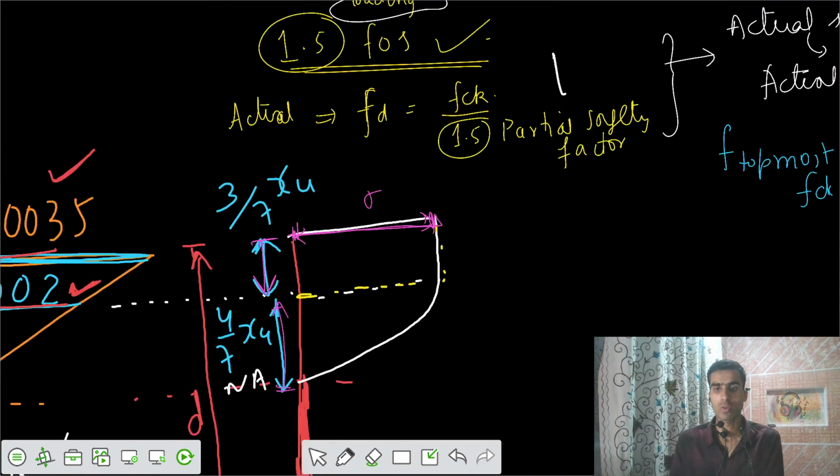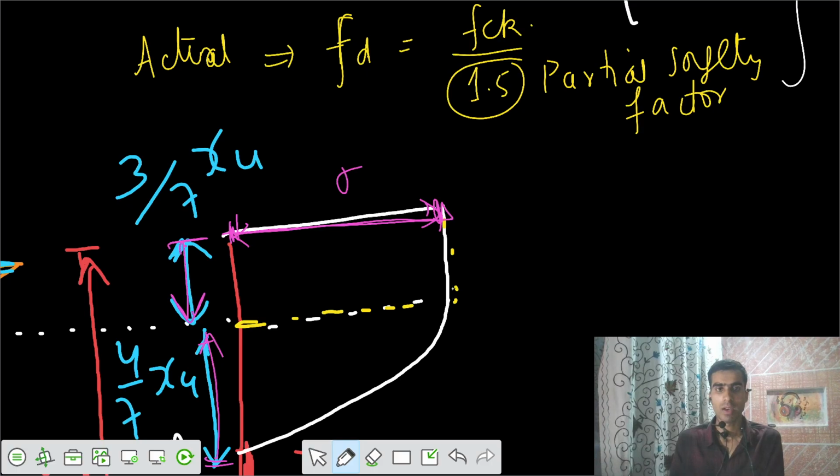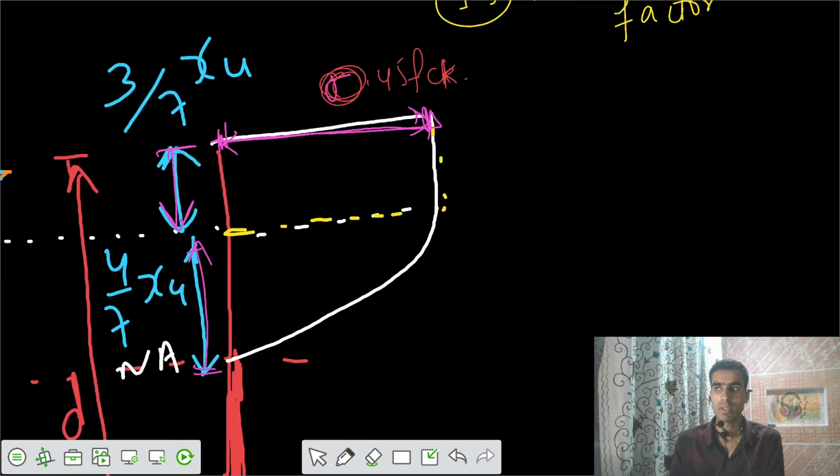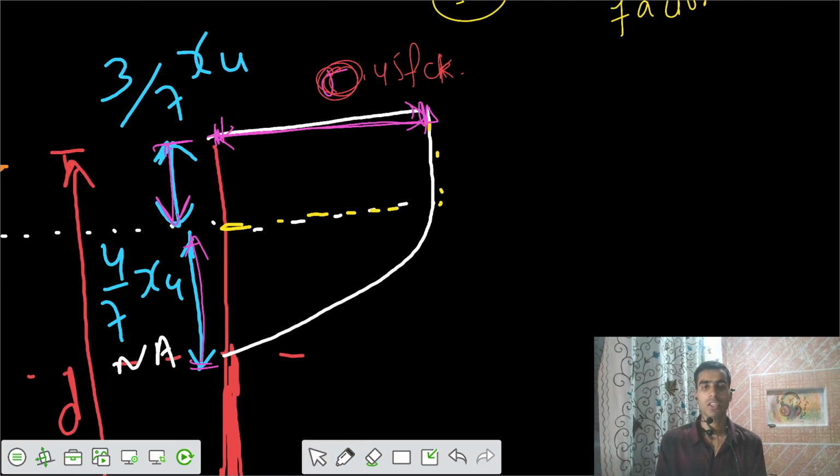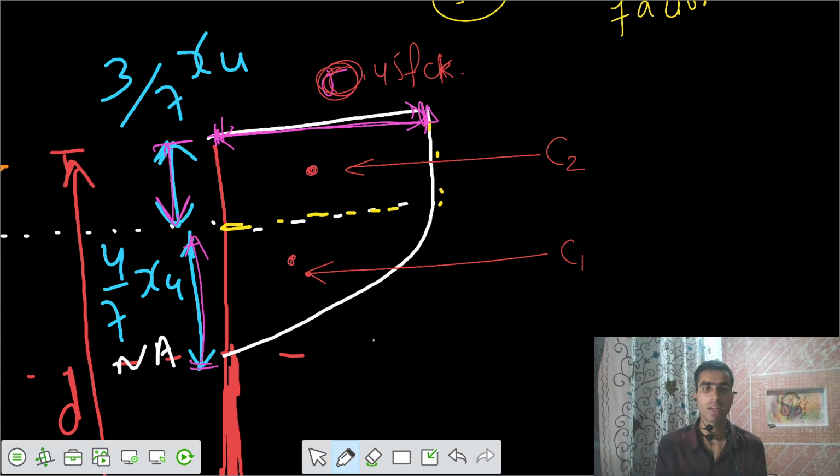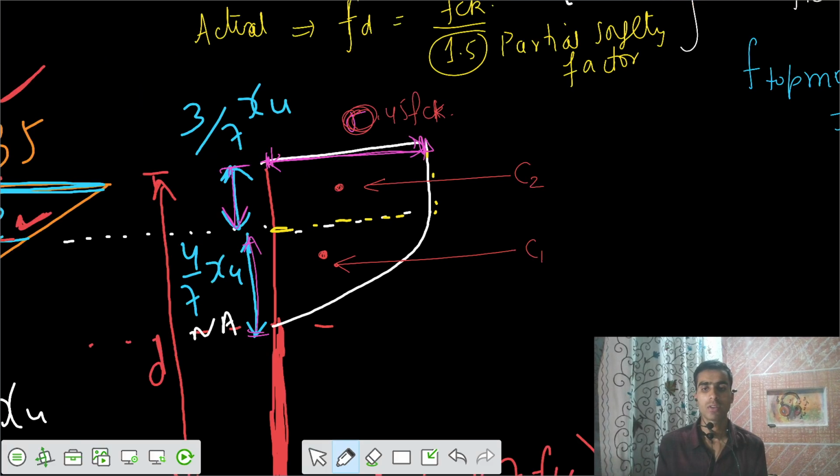Stresses here equal 0.45 FCK. Since there are some stresses on the section, and we have some section area, I would say there are some compressive forces that are developed. That means there is some resistance developed in the section. Let's say there is some C1 in this part, and C2, acting here, C1 and C2, and the centroid is somewhere here, and for the parabolic part we have the centroid somewhere here, and we can get the centroids also.